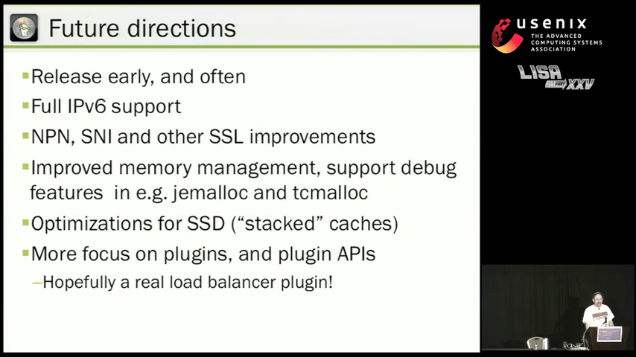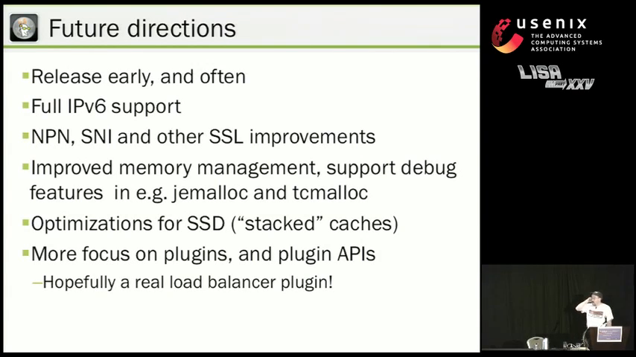What else are we doing? We're doing more SSL improvements. It's one of the areas we're lacking a little bit. We need to get some of the new stuff like NPN, the next protocol negotiation, server name indication, and a bunch of other SSL features in there. This is being worked on. We're hoping most of this will go into the next major revision, 3.2.